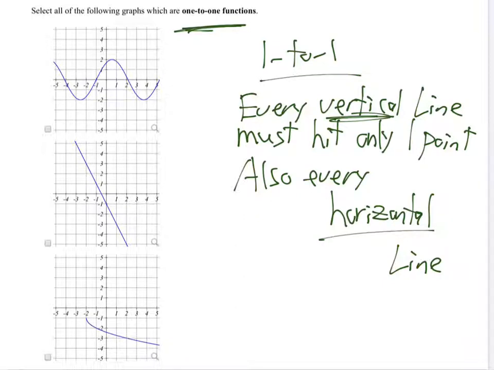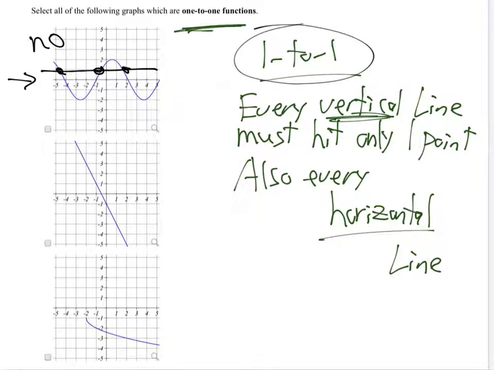Here we go. So what do you think about this first graph? Is there any vertical? It's got to be straight up and down perfectly. You can't make any slant to it. Straight up and down or perfectly sideways lines that hit more than 1 point on that first graph. Yeah? If I put a sideways line like this, it's going to hit a whole bunch of points, isn't it? So that one's a no. It's not 1-to-1.